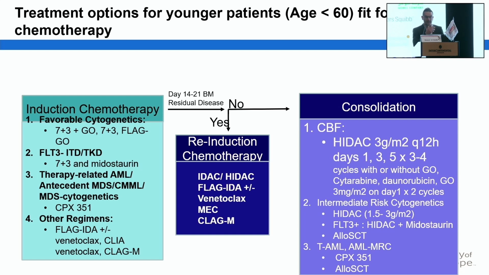Patients who have mid-cycle evaluation of disease and show no residual disease can go further for consolidation, while patients with residual disease need to be re-induced. Consolidation, as we know, will split to high-dose chemotherapy, including HIDAC, plus or minus other medications, versus intermediate to high risk, where transplant is needed.